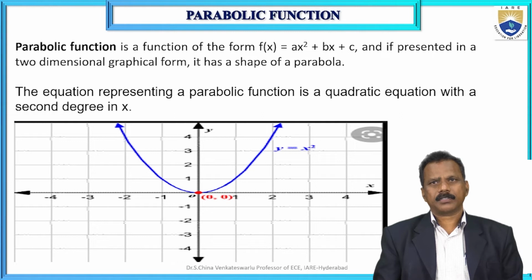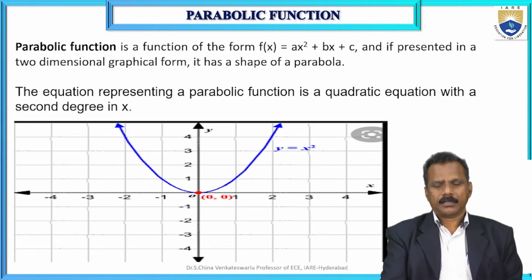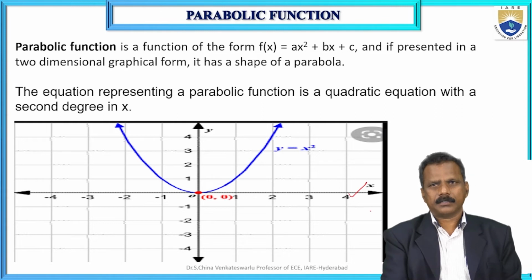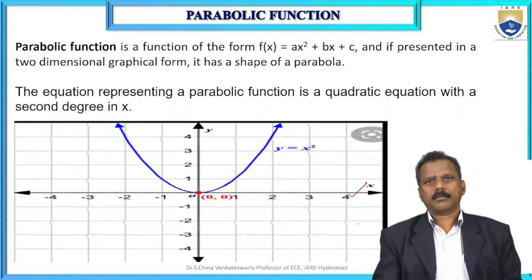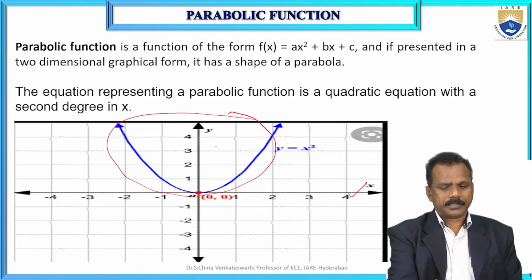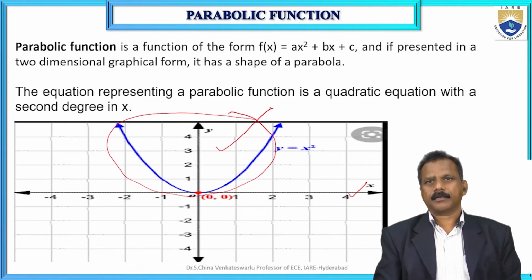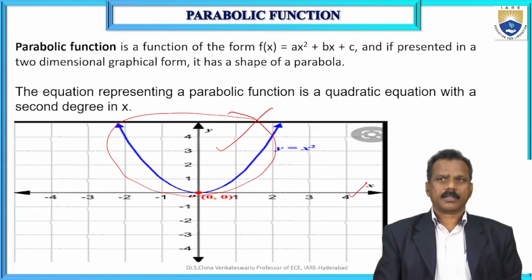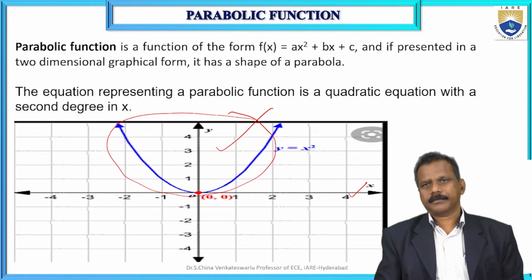Okay, x versus y, where y is equal to x square. If you substitute the x values here, you can verify that they all form a parabola. This is the shape of the parabolic, and graphically it represents the parabolic function. The equation represents the parabolic function, a quadratic equation with second degree in x.